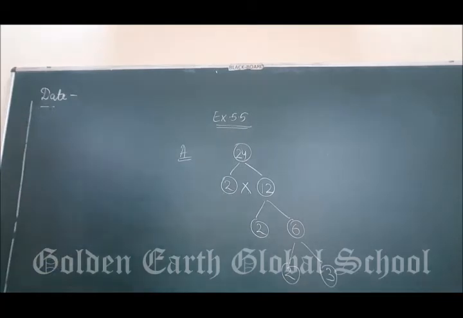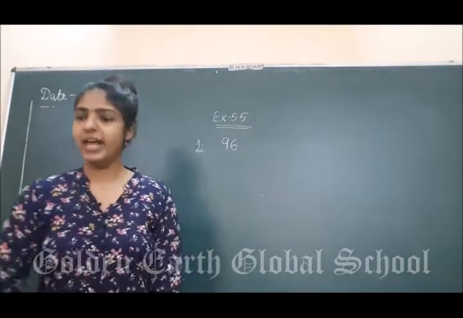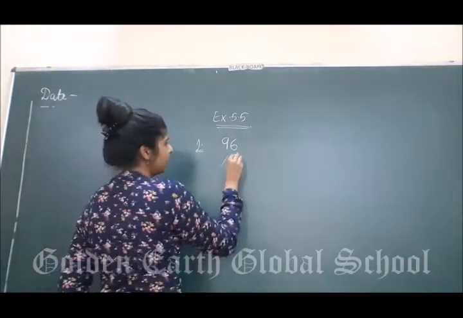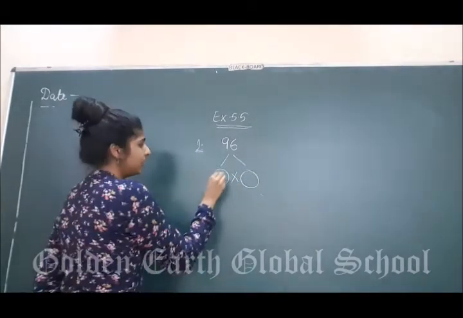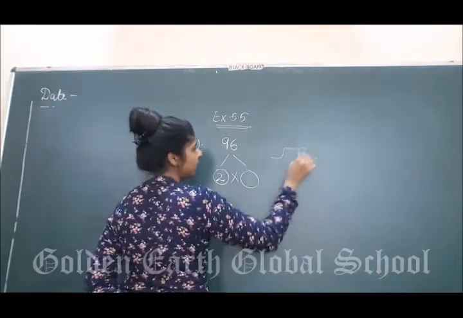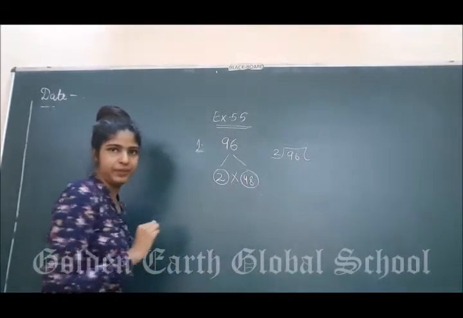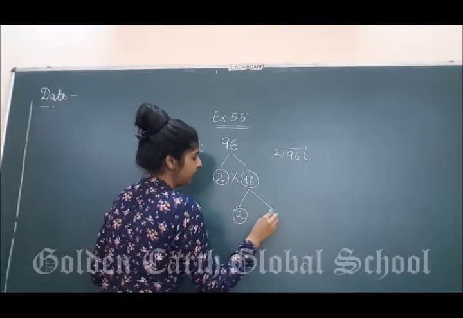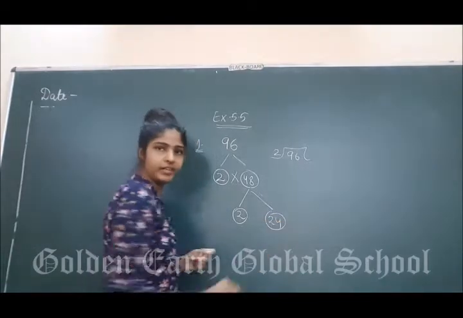Now the B part. Find the prime factorization of each number by the factor tree method. So the factor tree method is the same method as we did in the A part. So first of all the number is 96. 96 को first of all check that it is divisible on 2. Yes, it is divisible on 2. Now you will check 2 के टेबल में 96 कहाँ पे आता है? कहाँ पे आएगा चेक करके? 48 पे. Now 2 is prime number, but segregate 48.